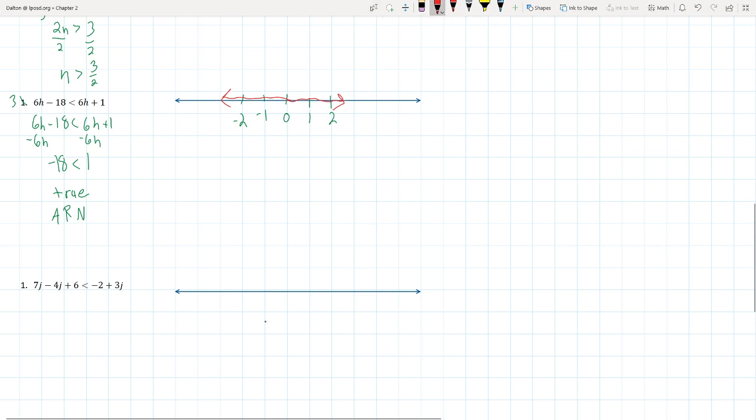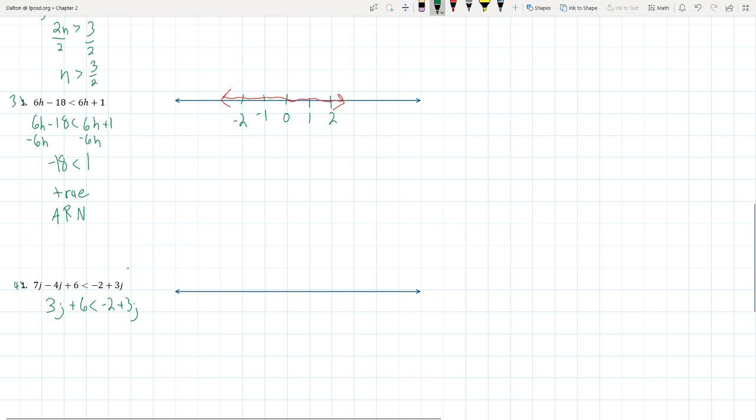Okay, so the next one that we have is this one. This is number 4. So 7j minus 4j plus 6 is less than negative 2 plus 3j. So when I do this, I'm going to combine like terms, and then I'm going to start kind of moving things back and forth. So I go 7j minus 4j. 7j minus 4j is going to be 3j. And then I'm going to write the rest of it. Plus 6 is less than negative 2 plus 3j.